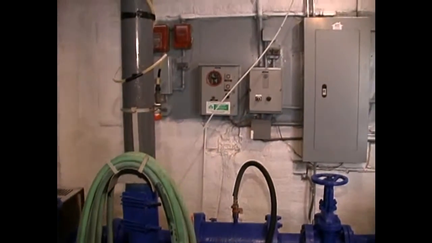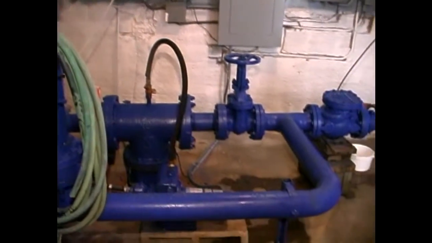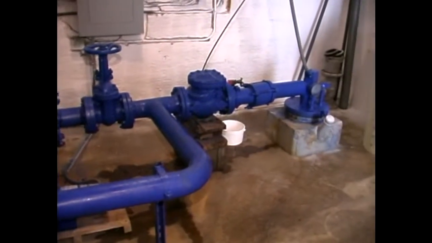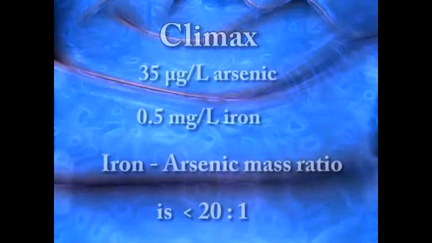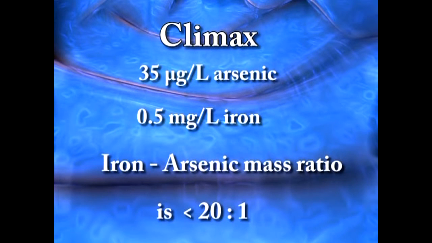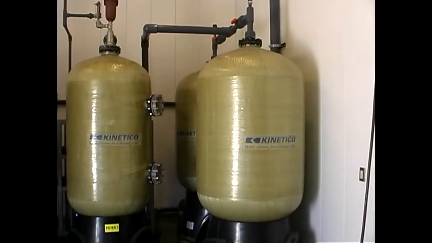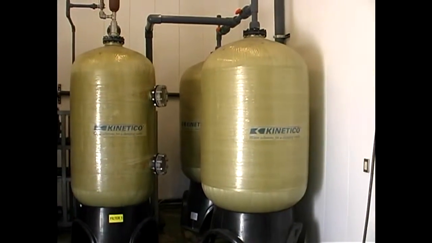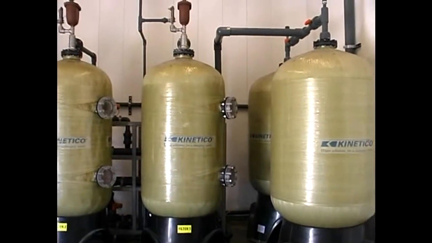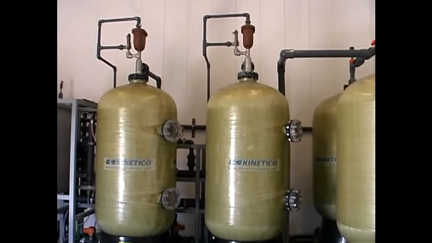The wells have about 35 micrograms per liter of arsenic, primarily arsenic 3, and 0.5 milligrams per liter iron. This represents an iron to arsenic ratio of less than 20:1, the ratio needed for efficient arsenic removal. The demonstration project added a skid-mounted system of 2 coagulation contact tanks and 2 pressure filtration tanks.